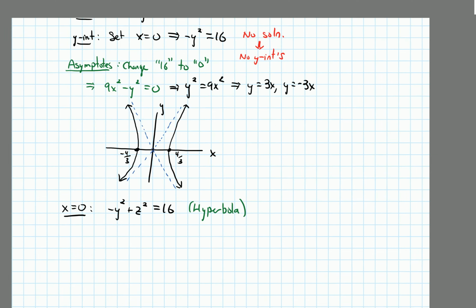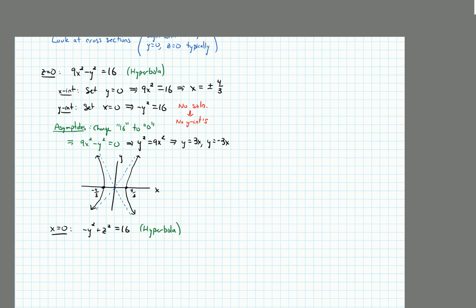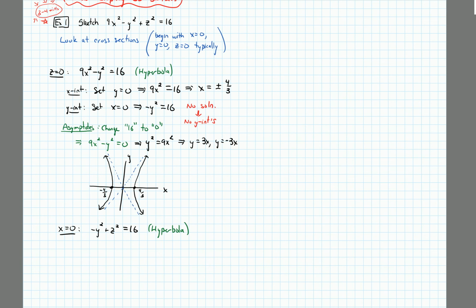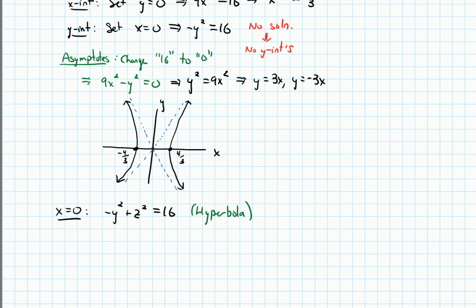I mentioned before, at the beginning, that I was going to do the cross-section when z equals 0 in complete detail. And that's what we did, because that's the most complex one, at least in my opinion, for this example. The other cross-sections, x equals 0 and y equals 0, I'm going to go through more quickly with that algebra.